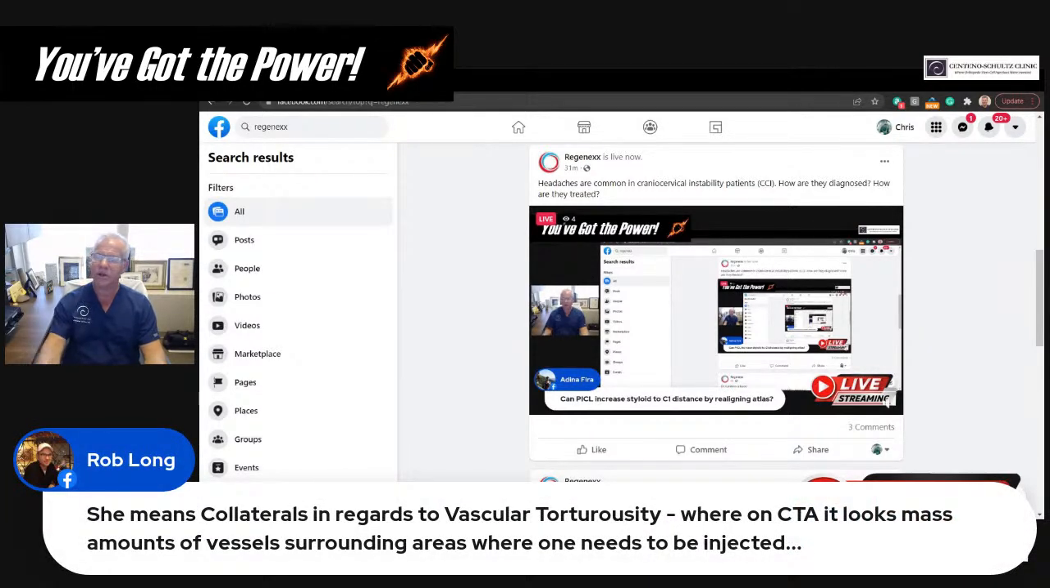Rob, she means collaterals in regards to vascular tortuosity, where on CTA it looks like massive amounts of vessels surrounding the area one needs to be injected.